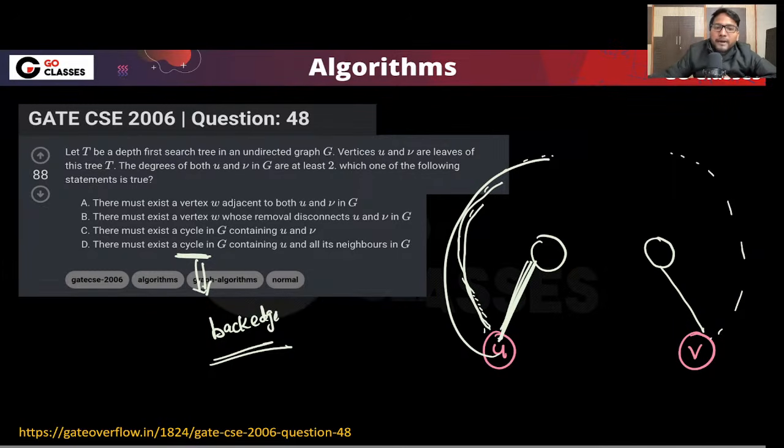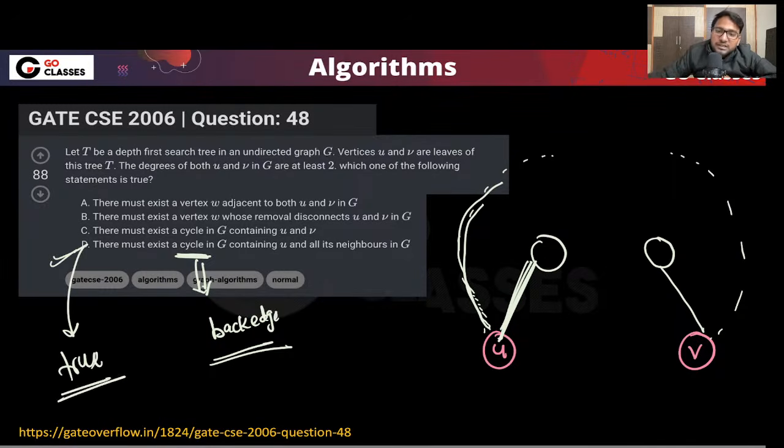So it must be the back edge. So yeah, that is true actually. That is true because of the back edge. See what is happening? This U is here, and now the degree is 2, which means if it is a leaf, then there cannot be more nodes to satisfy the degree, right? The nodes which are satisfying the degree are above only, which means this is the back edge. Back edge means there's a cycle.